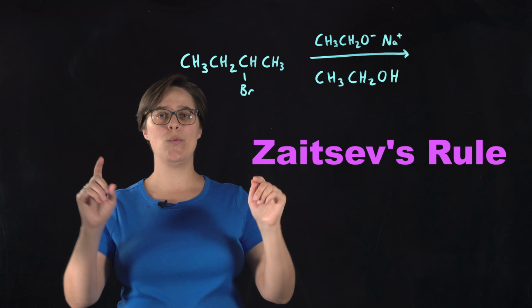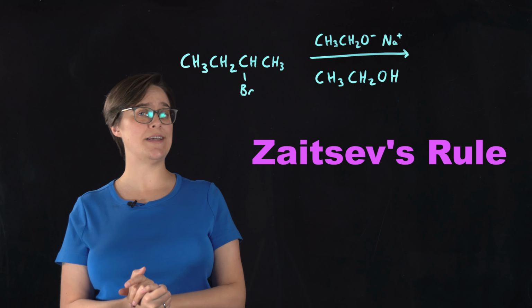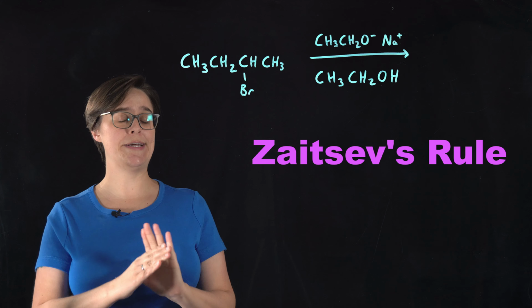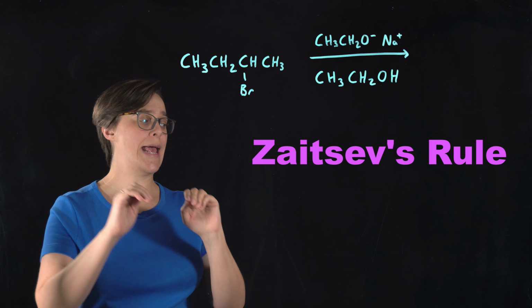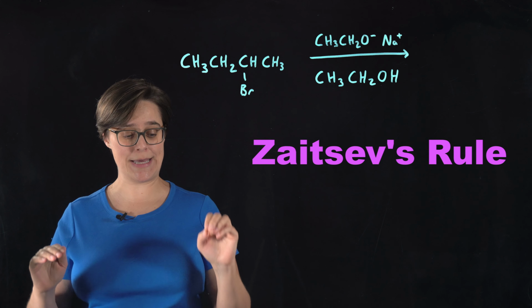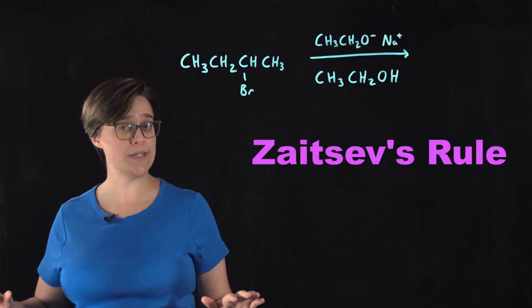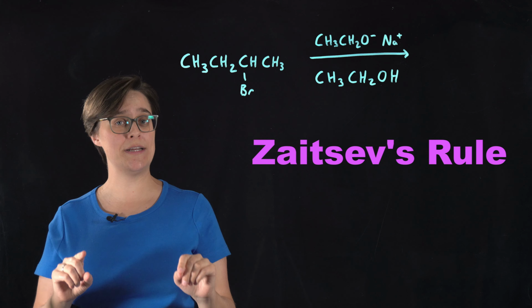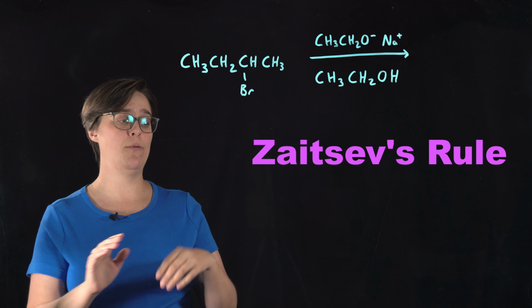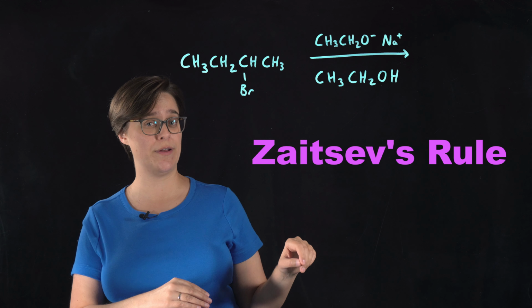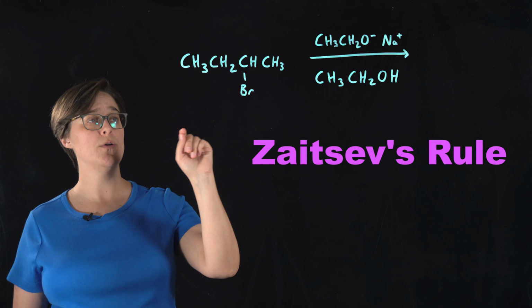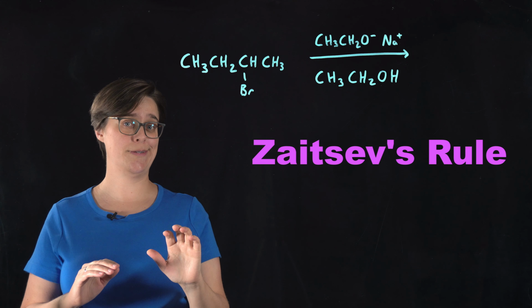Welcome back. We are going to learn how to use Zaytsev's rule to predict the major and minor products in an E2 reaction. And I am going to show you cases in which Zaytsev's rule does not work and help you identify when that is going to happen and when that anti-Zaytsev's product is actually going to be the major product. This example shows Zaytsev's rule working.